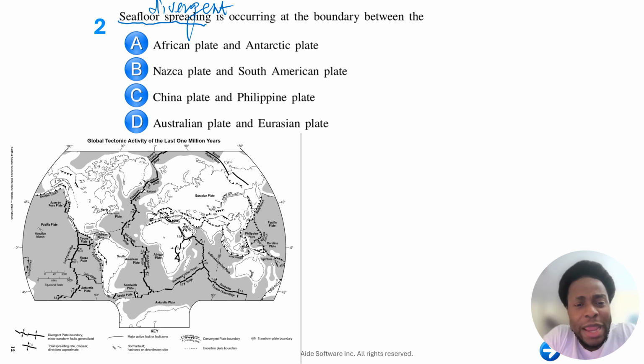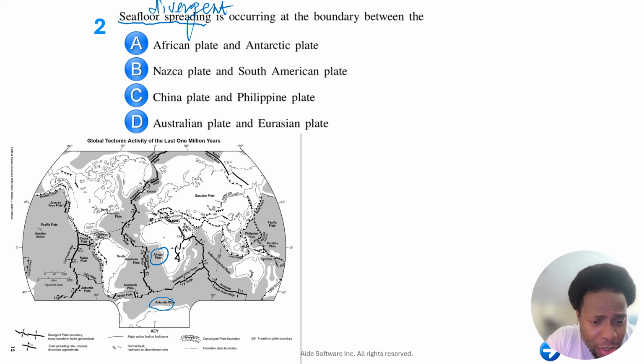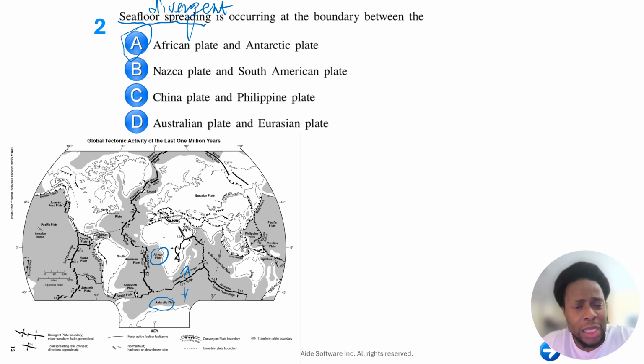Option A says between the African plate and the Antarctic plate. So I see the African plate around here and I see the Antarctic plate around here. So between these two plates, definitely there is a divergent plate boundary there. I see the thick continuous line, and on that thick continuous line, I see the arrows pointing in opposite direction. So A could be our answer. So I'm just going to put my eye on that.